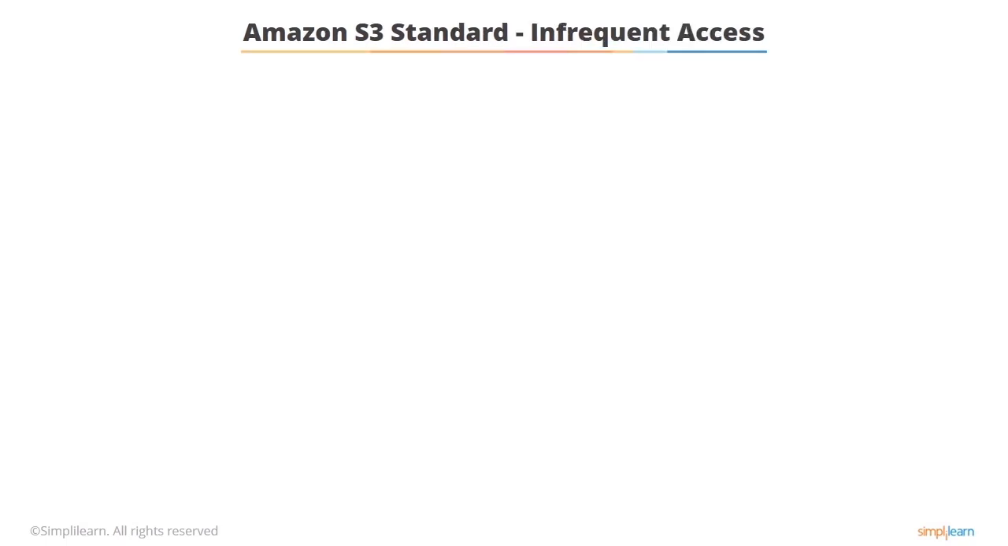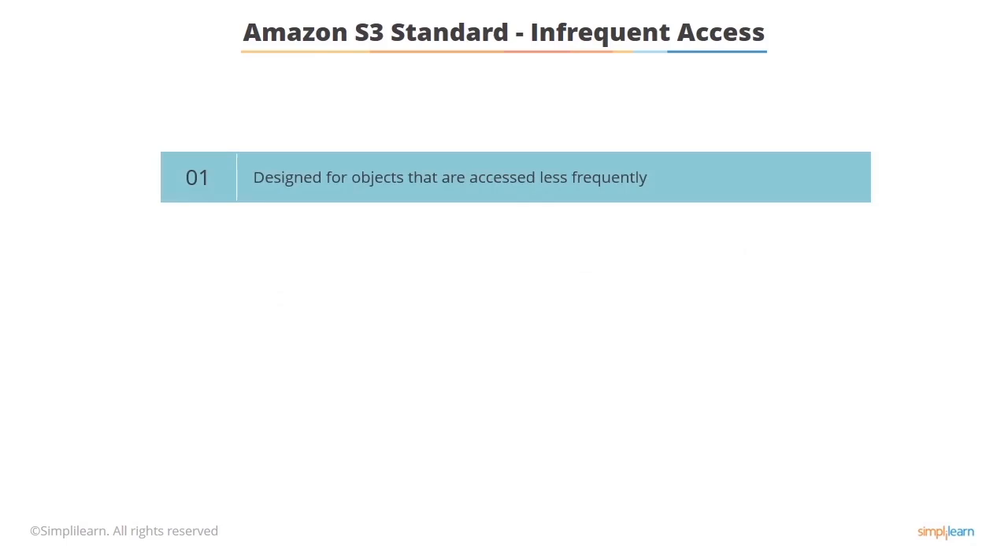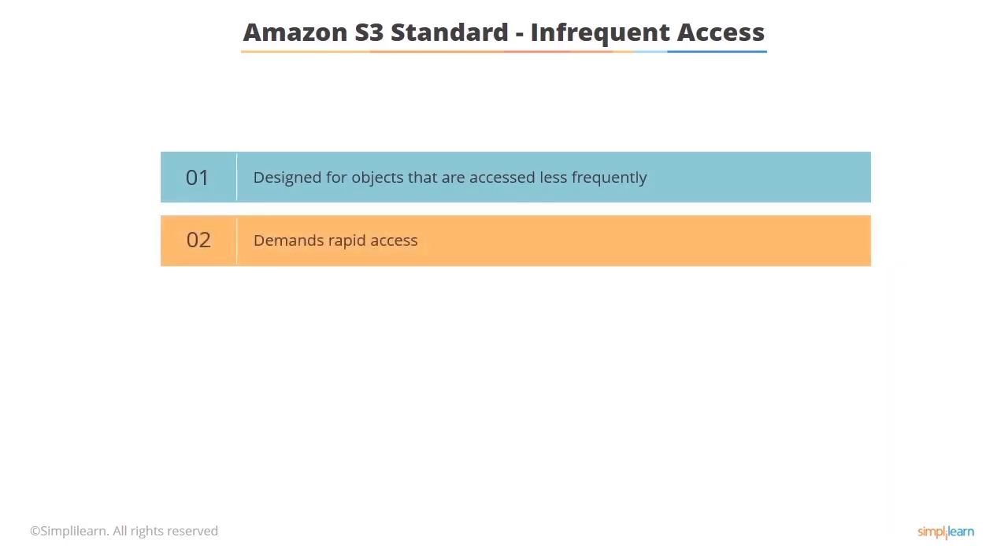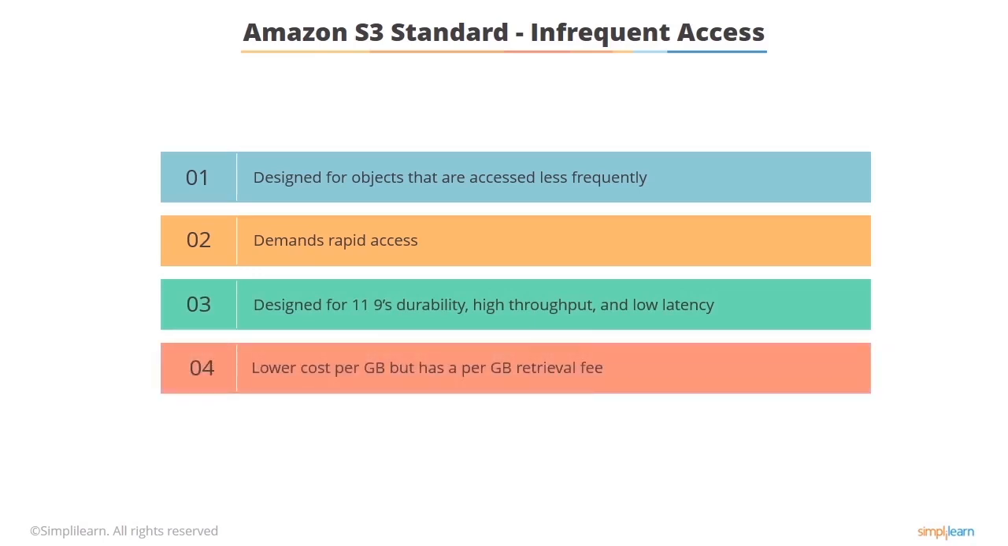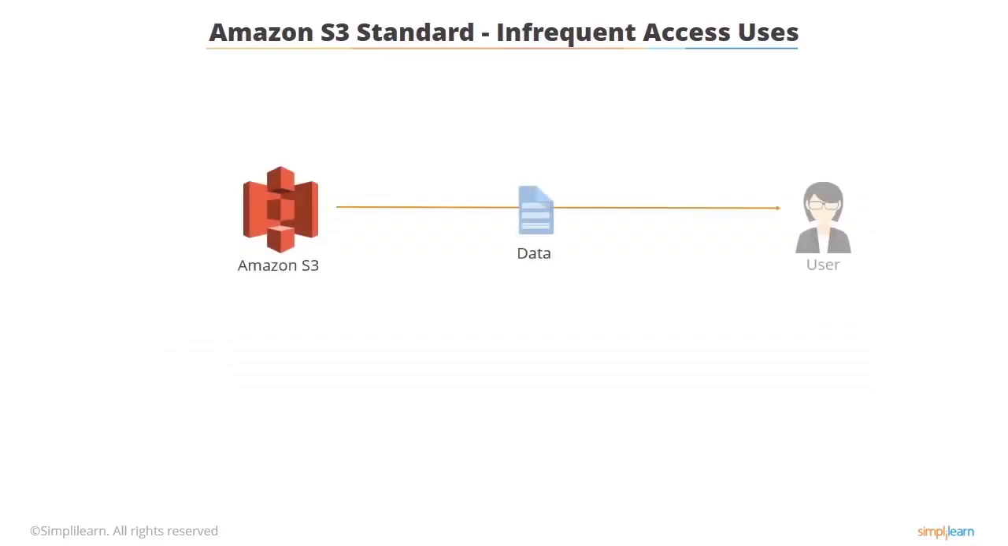Next is Amazon S3 Standard Infrequent Access, and this is designed for objects that are accessed less frequently, but when they are required, you need them rapidly. Standard Infrequent Access offers the same durability, throughput, and low latency of Standard, and it offers a lower cost per gigabyte, but it does have a per gigabyte retrieval fee. Standard Infrequent Access is typically used for data that you don't need very often, but when you do need it, you need it very quickly. Examples of this would be last month's reporting data, or database backups that were taken earlier this month.